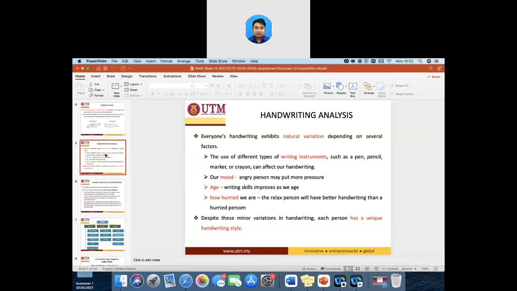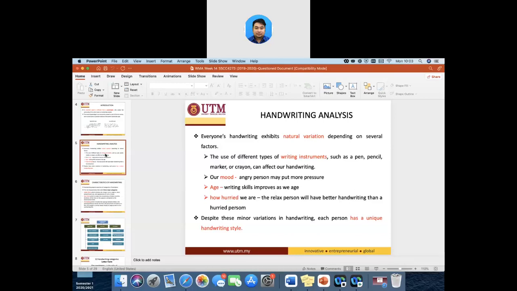The third one is our age. Our age as well would affect our writing skills. For example, kalau kita masih kanak-kanak ataupun teenagers, maybe our handwriting is berbeza daripada kita during an adult ataupun waktu kita dah tua nanti. And the last one is how rushed you are when you are writing. The relaxed person will have better handwriting than a hurried person. All of these factors induce a natural variation which leads to individualization. Kita panggil macam unique handwriting skills lah.